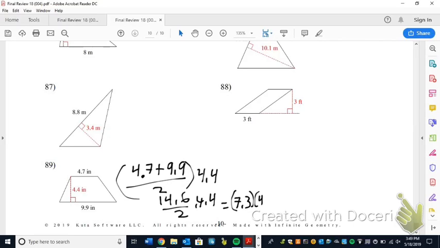or 7.3 times 4.4. Apparently I was doing this in my head, not my calculator, when I did this, or 32.12. And that's it. Good luck, everybody.